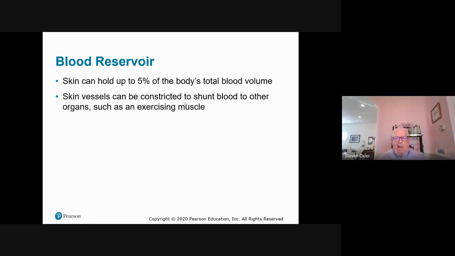Your skin is also a blood reservoir. It holds in about 5% of your total blood volume. And when you are exercising, your skin vessels will constrict to shunt blood to other organs, like the muscles that you're using when you exercise.